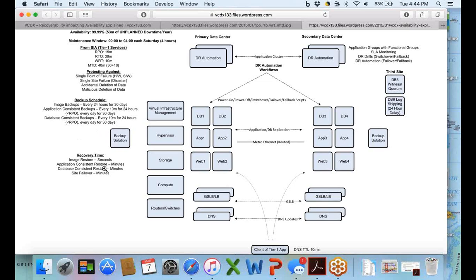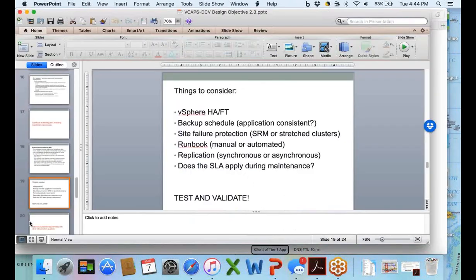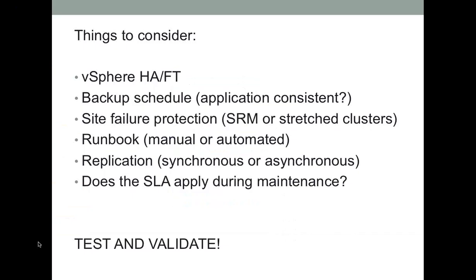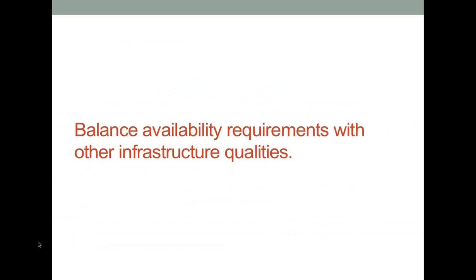And then of course he has a high-level logical diagram where he's got things like load balancers, DNS, and redundancy for databases, web servers, and so on. So this is a very high-level example, but it does give you an example of the types of things that you need to be thinking about and looking for. And then of course, again, I will stress test and validate.